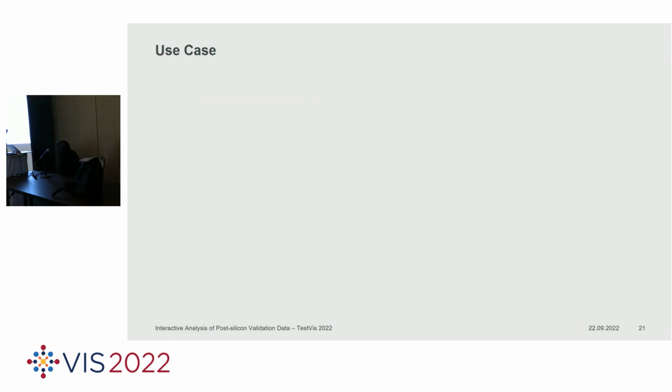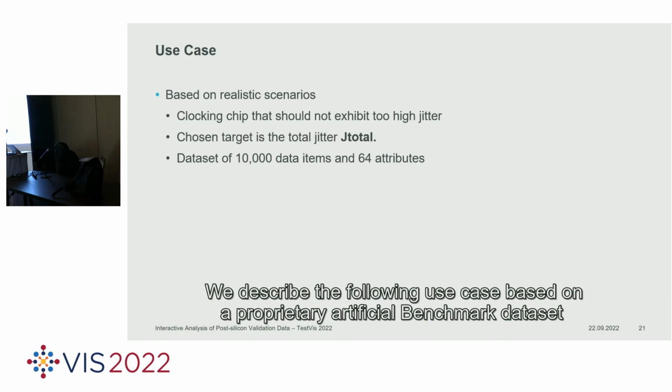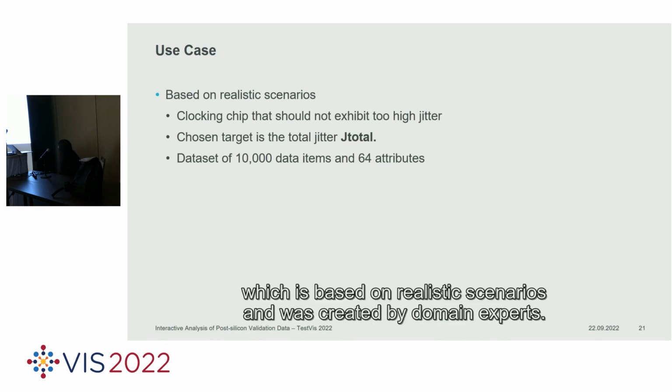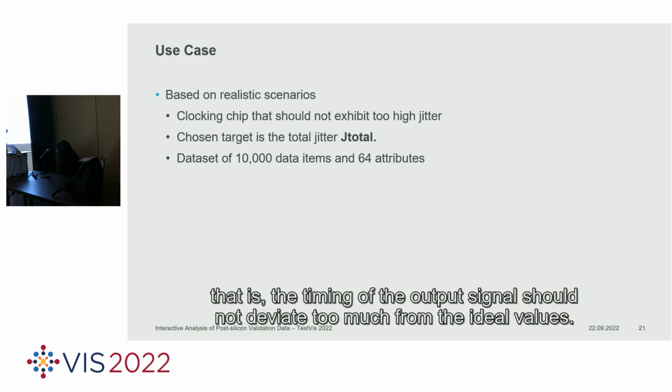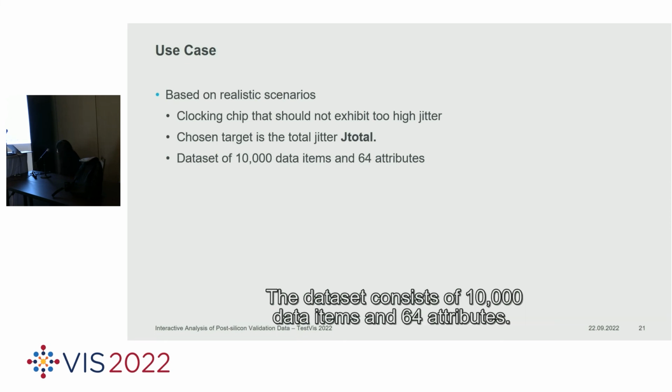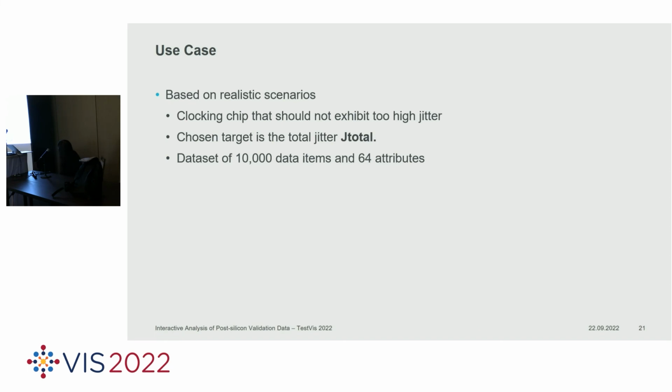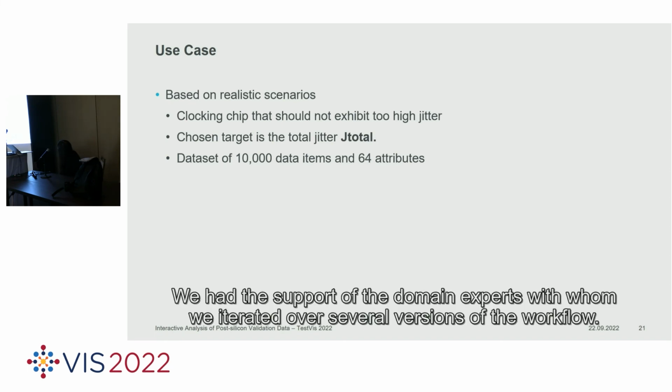Use case. We describe the following use case based on a proprietary artificial benchmark dataset, which is based on realistic scenarios and was created by domain experts. We assume here that we have a clocking chip that should not exhibit too high jitter. That is, the timing of the output signal should not deviate too much from the ideal values. The dataset consists of 10,000 data items and 64 attributes. We had the support of the domain experts with whom we iterated over several versions of the workflow.